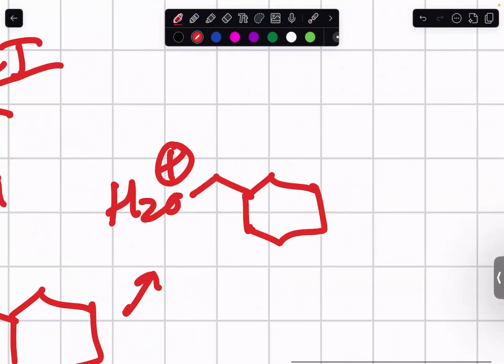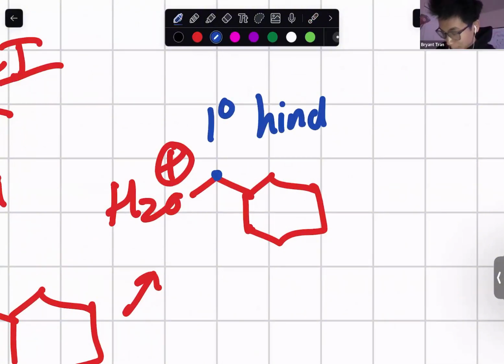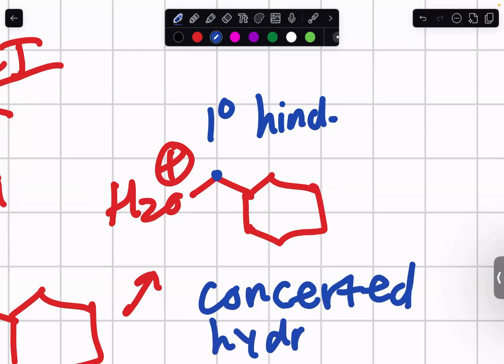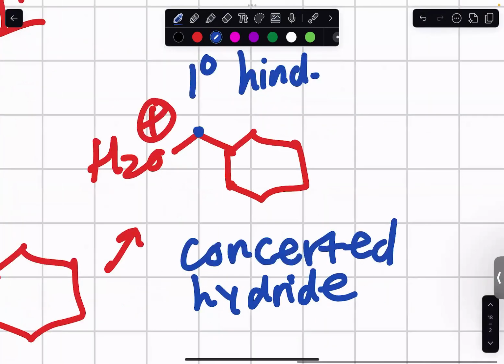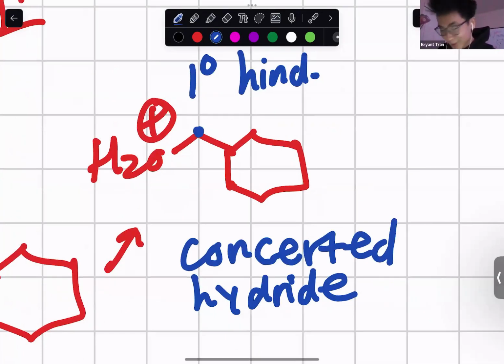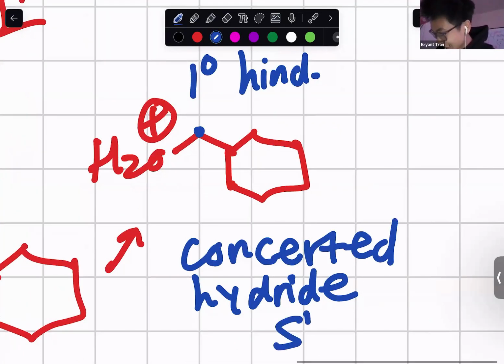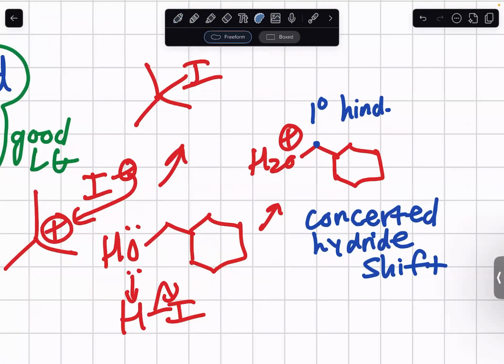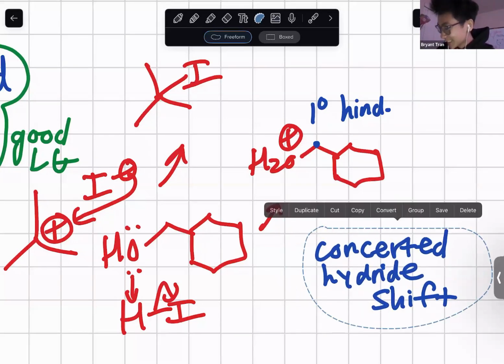But you know how this is a primary hindered substrate? We're going to do something very weird here. We're going to do a concerted hydride shift. Concerted, like concerning. Concerning, yes. This is very concerning. This is very rare and concerning. I did not expect this to happen, but this is going to be good if it does show up on the quiz, right?